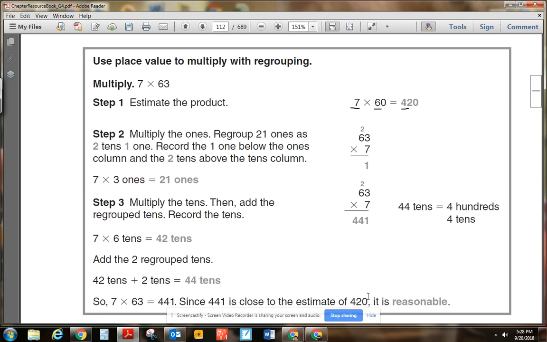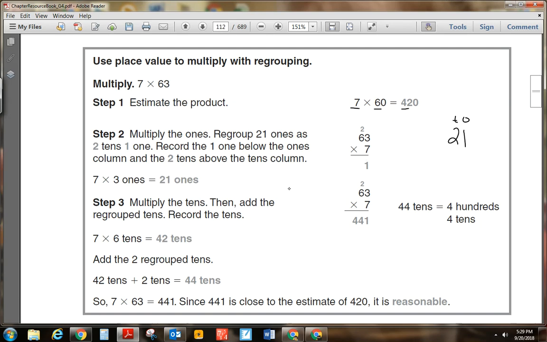In these problems, the next step is to actually start multiplying. So we're going to start right here at the ones, and we're going to do 7 times 3 ones, and we know that 7 times 3 is 21. When we look at 21, there's the ones place and there's the tens place, and we can only put one digit in each place value. So when we do 7 times 3, it's 21, and we're regrouping the 2 because it belongs in the tens place.